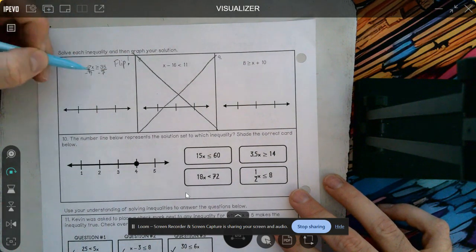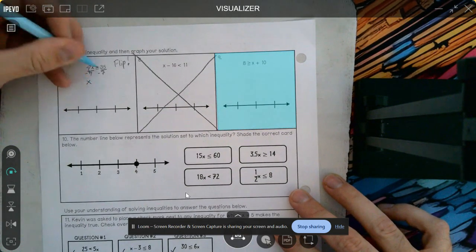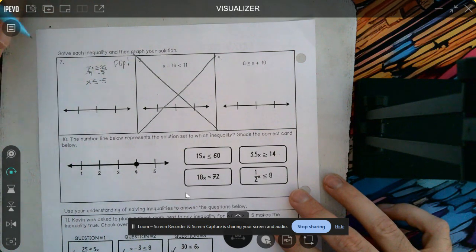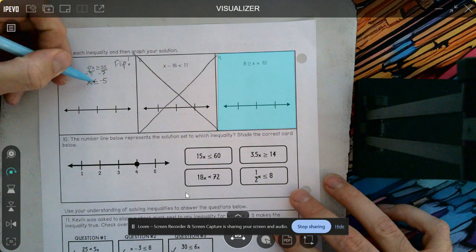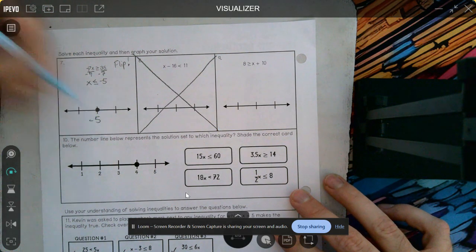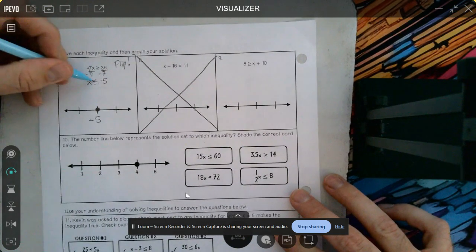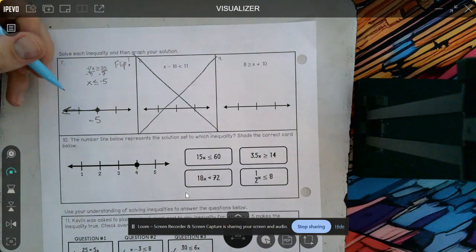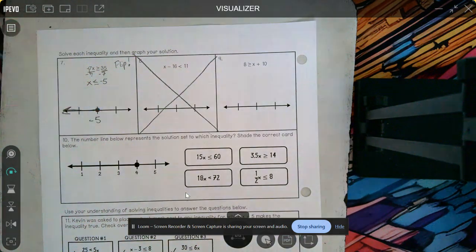Since we're dividing both sides by a negative, we have to flip the inequality. So it's x is less than or equal to negative 5. Open or closed circle? It's going to be closed. We'll put negative 5 right in the middle. It's a closed circle pointing left. So any solution that's less than or equal to negative 5 is a solution.